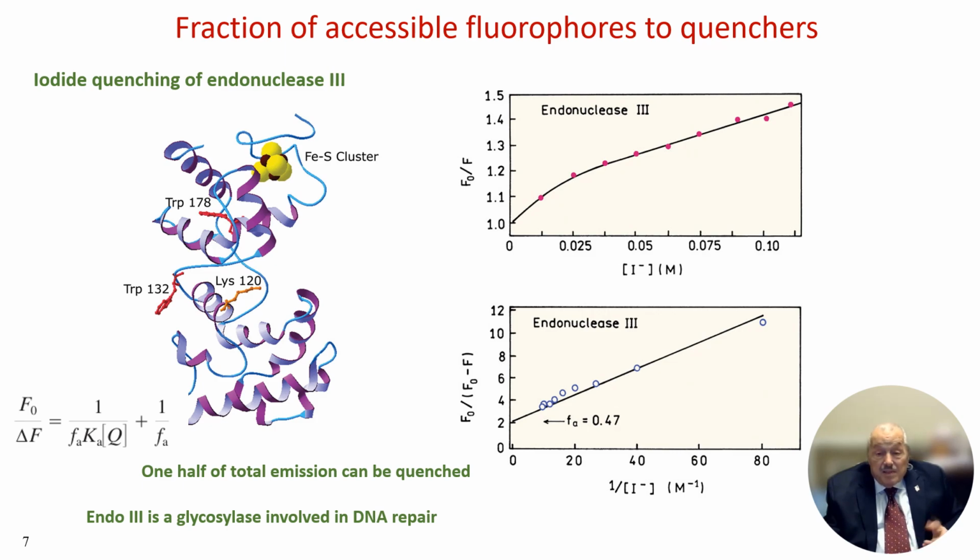And first, we'll look at the normal Stern-Volmer plot, and we see that it curves downward, showing there's an initially more quenchable tryptophan and then a less quenchable tryptophan. And if we plot it instead with this other equation, which accounts for the accessible fraction, we get a straight line, and it extrapolates, excuse me, to 1/2, which means half of these, one of these residues is accessible to quenching, and the other one is not as accessible to quenching.